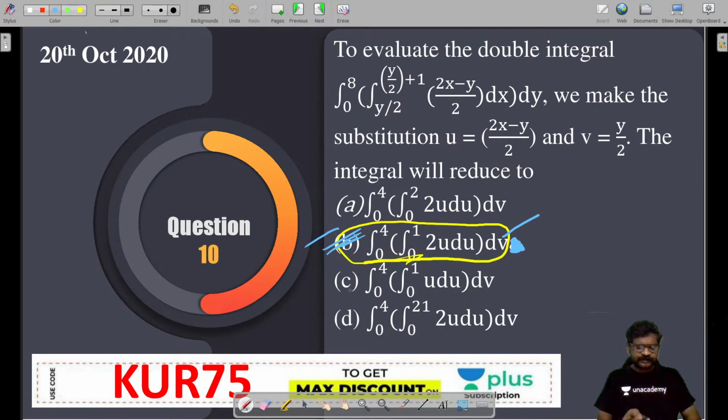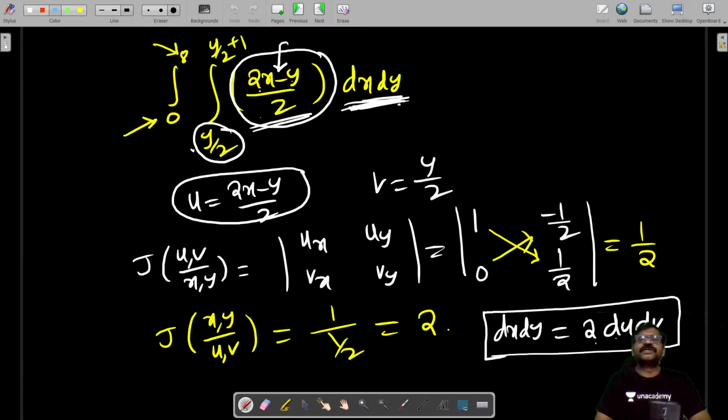Understood? This was a 2014 GATE problem, Electrical.